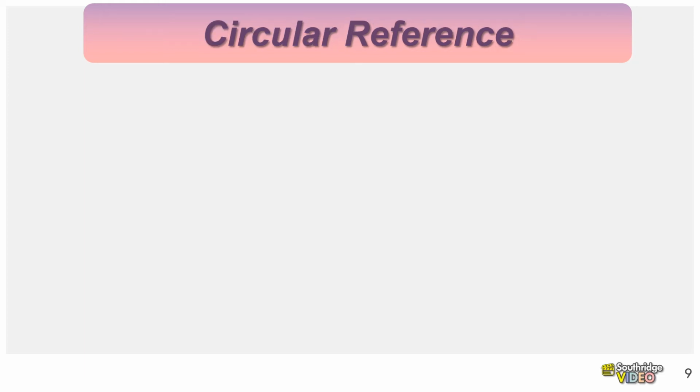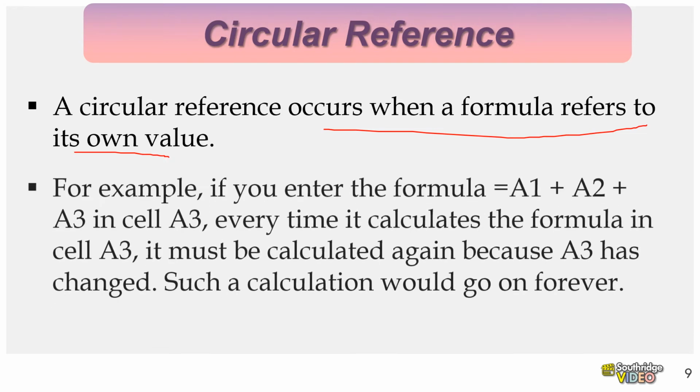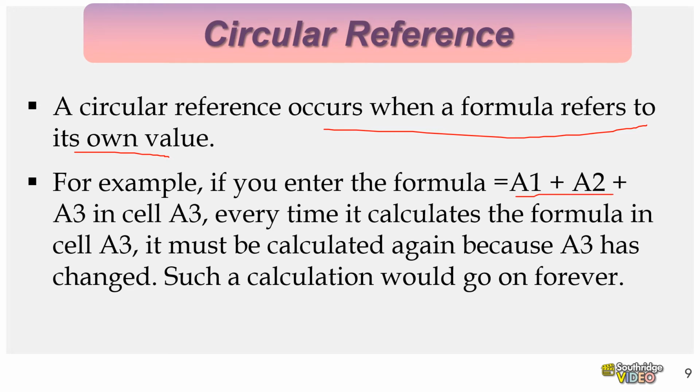Next is circular referencing. This is another type of reference which occurs when a formula refers to its own value. For example, if you want to find the sum of two values A1 and A2, and you want to type this formula in cell A3, instead of typing A1 plus A2, you have typed A1 plus A2 plus A3. It refers to its own cell value, right? So it calculates the formula in cell A3 and it is calculating again because A3 has changed, right? So this will go on forever.